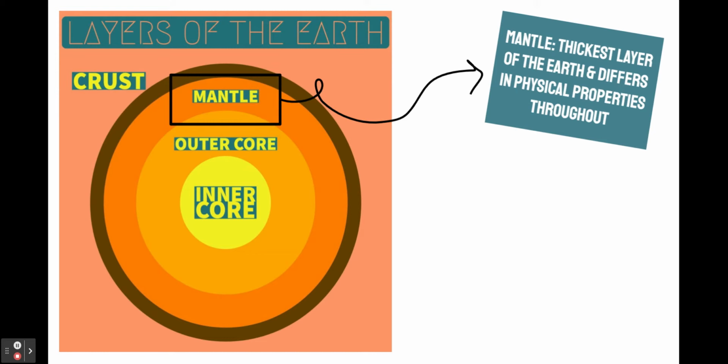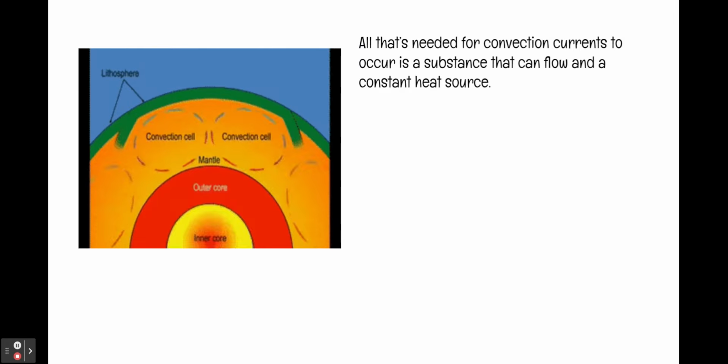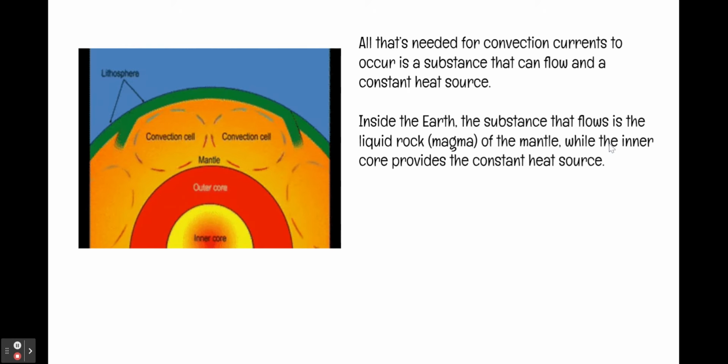Now we're talking about the Earth, and all that's needed for convection currents to occur is a substance that can flow and a constant heat source, like I said. Inside the Earth, the substance that flows, the fluid, is the liquid rock or magma of the mantle, and the inner core provides the constant heat source. So because we have both of those, heated magma within the mantle rises towards the plates, cools off near the crust, and then sinks back down towards the core. You notice here you have this convection current going right here. This means that convection currents in the mantle, the asthenosphere, cause the movement of tectonic plates in the lithosphere.